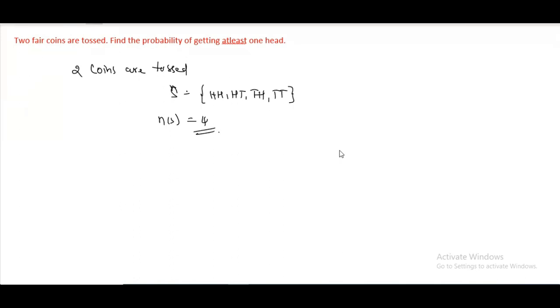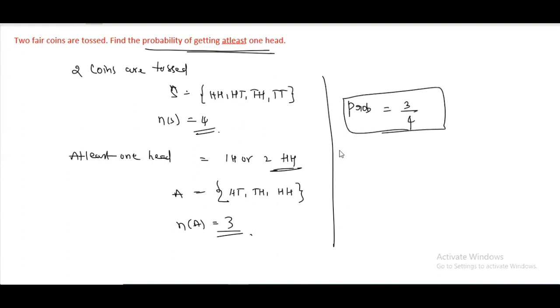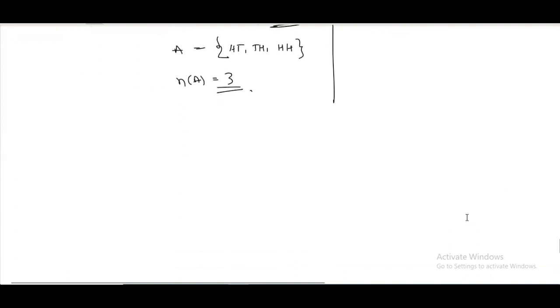But what is asked? Find the probability of getting at least one head. At least one head means we can take a minimum of one head, or I can take two heads also. So the favorable outcomes for this are heads tails, tails heads, and heads heads. So n of A will be 3. So the probability of this event happening is 3 by 4. This is the way we will solve this question.